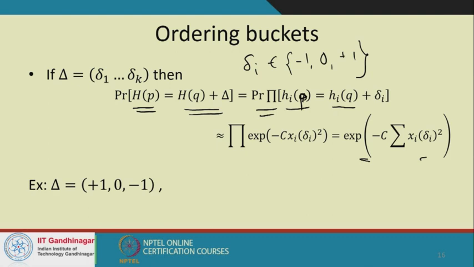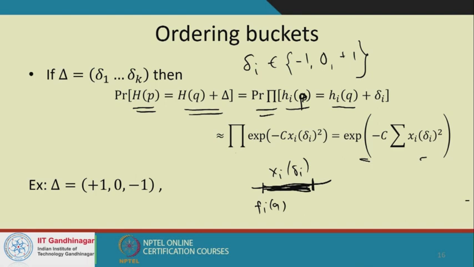And by the previous calculation that we did, this depends on the distance of f(q) from the corresponding boundary, which is given as x_i(δ_i). I've hand-waved this a little bit, but this can be written as the product of the exponentials of minus c x_i(δ_i) squared, which translates to the exponent, and we get exp of minus c times the summation of x_i(δ_i) squared.